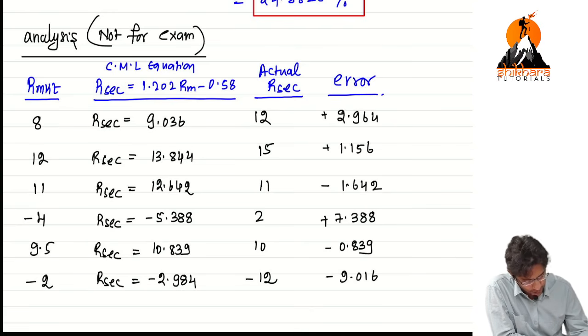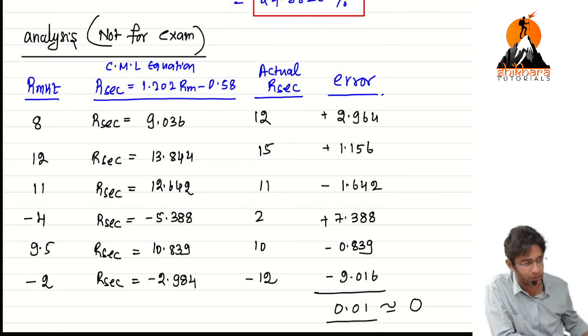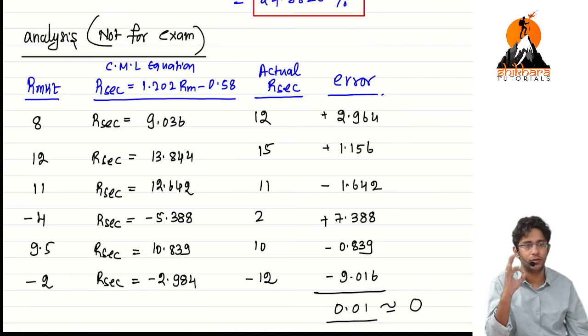Minus 0.839 plus 7.388 minus 1.642, 1.156 plus 2.964. This is 0.01, which is almost equal to 0. This is a proof that the sum of errors will be equal to 0.